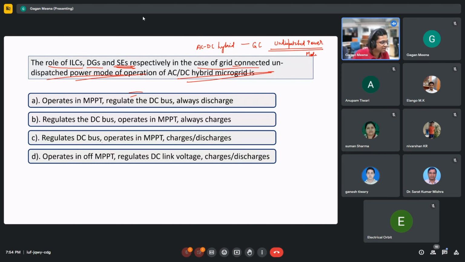B, sir. B operates in MPPT, and the storage is always charged. Is it true? So is B correct? Or it can discharge also. Yes, C is correct. We saw it can discharge to smoothen the power. D is the answer then. Undispatched power is also to be considered. Yes, it is undispatched power.